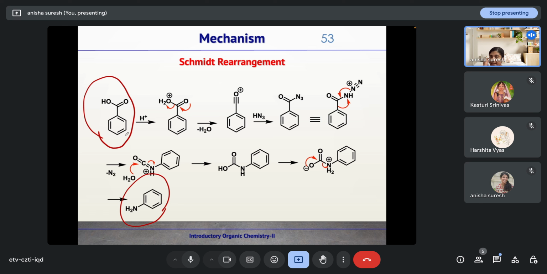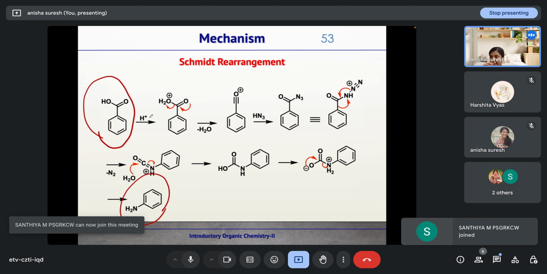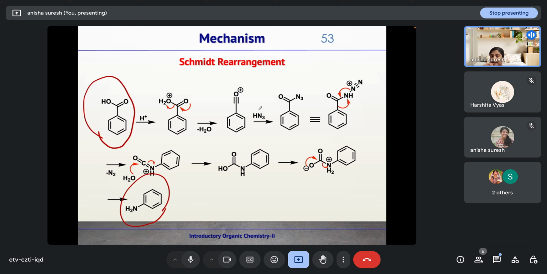So the carboxylic acid in the presence of HN3: first this will get protonated in the presence of H plus. Then this lone pair on oxygen will fall and this water will get removed. We will get this acylium ion and this HN3 can attack on this, leading to formation of this. This is our key starting material.